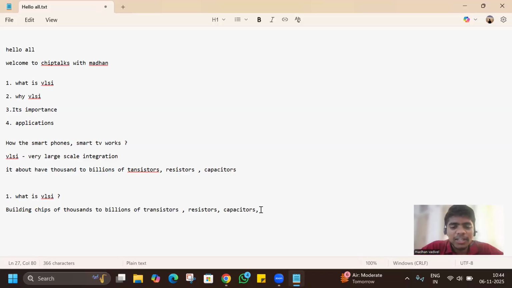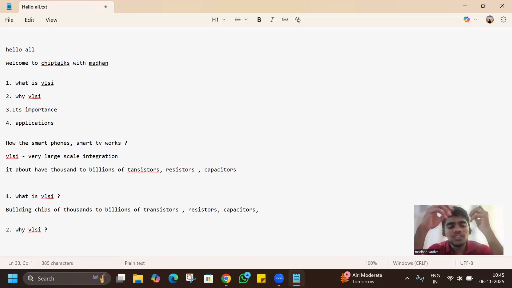Next, second one is why VLSI. What is the use of VLSI? Why do we need to develop VLSI? Before the VLSI revolution, electronic components were very big and we couldn't carry them to any place. For example, in olden days a computer occupied an entire room, so we couldn't take it anywhere.